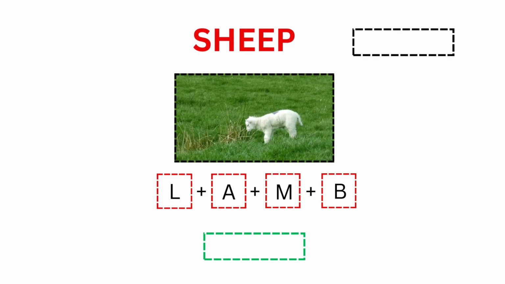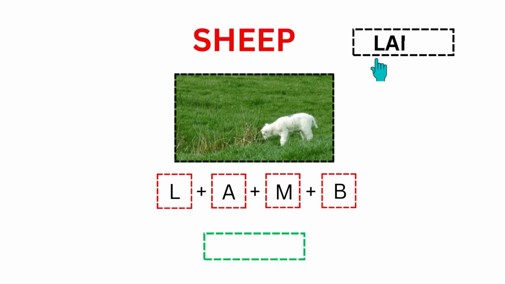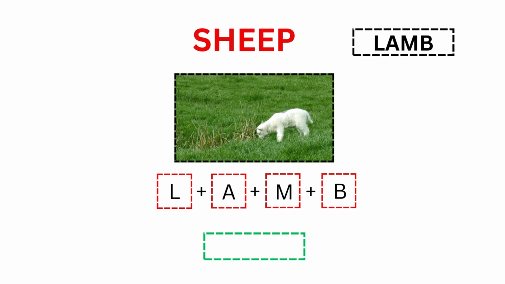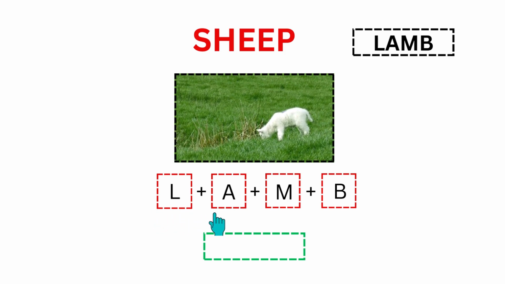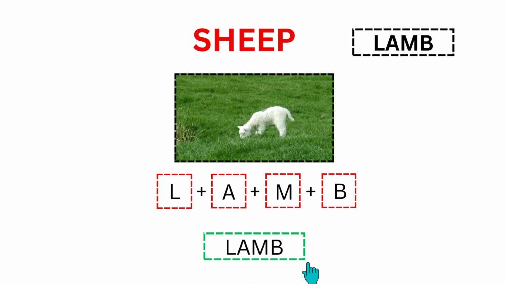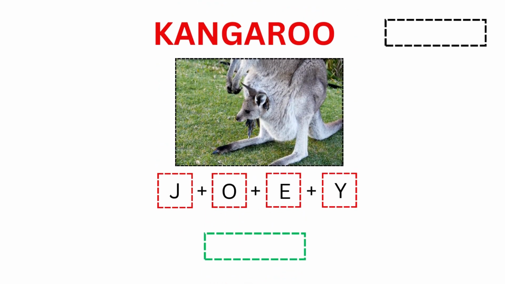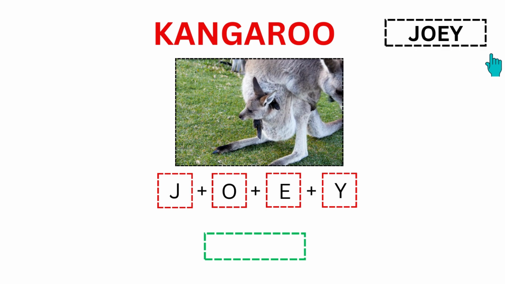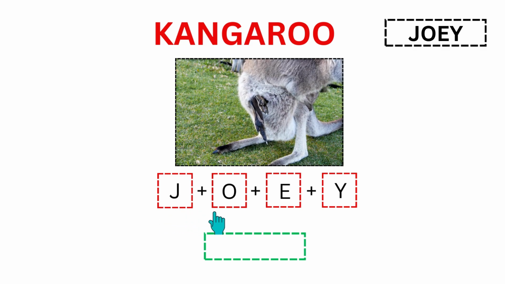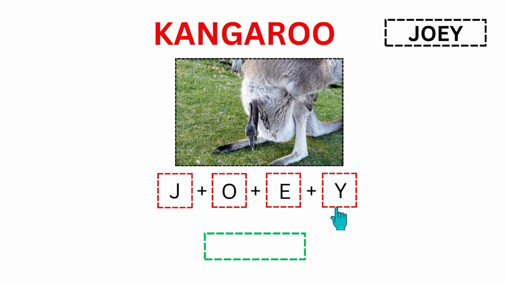A baby sheep is called a lamb. sheep के बच्चे को lamb कहा जाता है. LAMB, lamb. Number 21 is kangaroo. A baby kangaroo is called a joey. कंगारू के बच्चे को जोई कहा जाता है. JOEY, जोई.